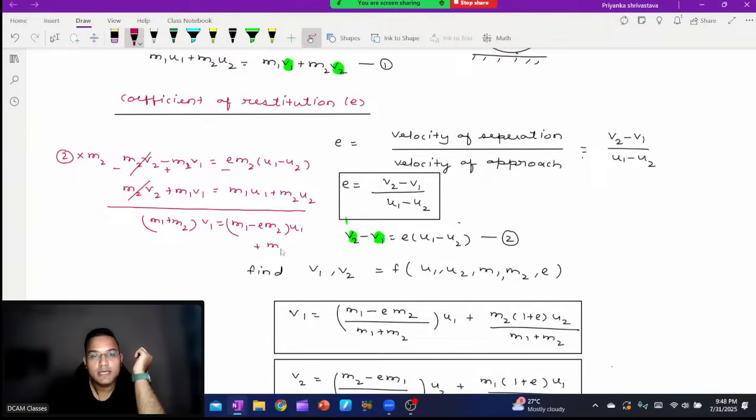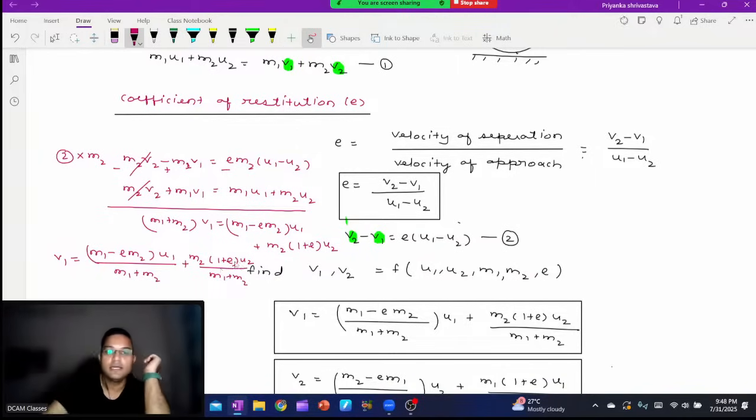Plus m2 into 1 plus e into u2. That's all. You got the value v1. v1 is equal to m1 minus em2 into u1 by m1 plus m2 plus m2 into 1 plus e into u2 by m1 plus m2. This is v1. Similarly, if you want to get the value of v2, do it the same way.